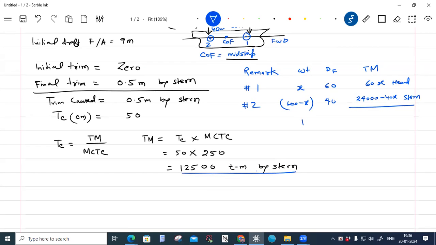So final trimming moment here. It is stern by stern, so stern should be greater. Yes, sir. So this is 24,000 minus 40x minus 60x, correct? Yes, sir. That should be equal to this. Yes, sir. Easy, do it.